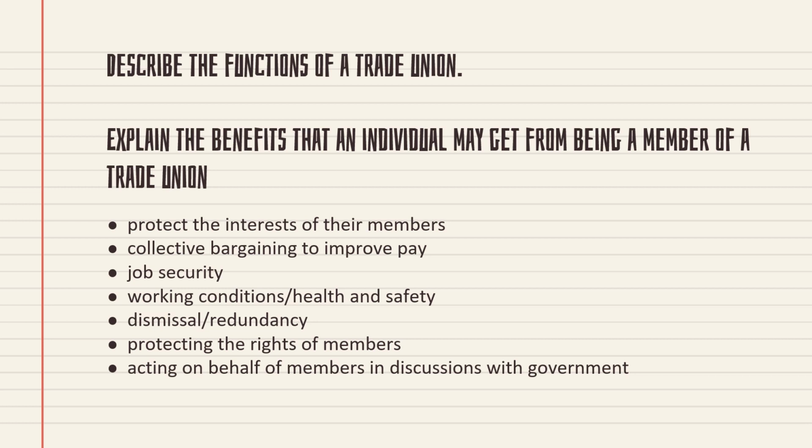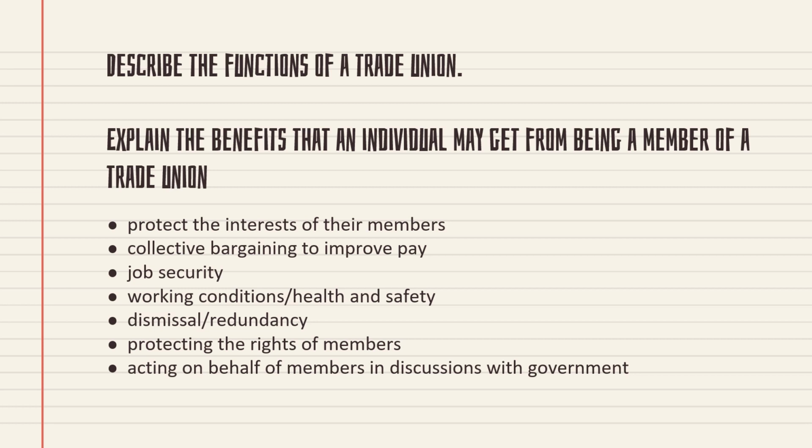This last function, normally you guys will not write it. So it is also an important function. You have to write this one, okay? Acting on behalf of members in discussions with the government. On behalf of the members, anything that has to be discussed with the government, the representative of the trade union will discuss with the government and find an appropriate solution.